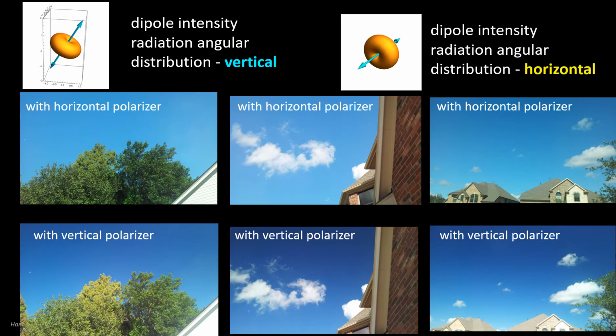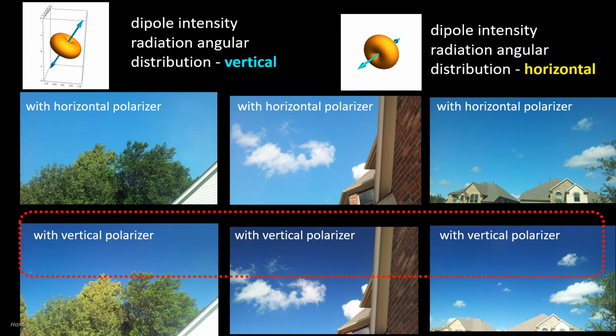Typical results are as shown here. When the atmosphere is clearest, the portion of the sky that is in the direction looking into the dipole donut hole, taken with vertical polarizer becomes darker, which is consistent with the expected vanishing of the radiation intensity from the donut hole.